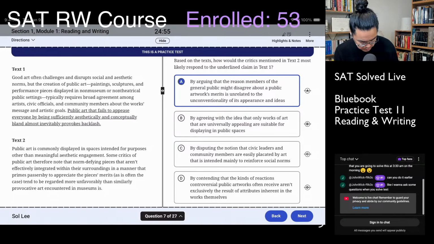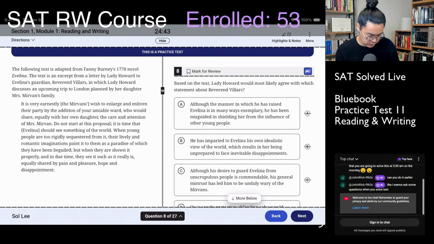So B, I'm looking at B now, just making sure B is not right. And then C. I can tell my brain isn't totally on because I should have eliminated B from the second word. Disputing the notion or easily placated. No, off topic, so that's out. I took too long on that, and I can tell my brain isn't fully on right now. So kind of annoying, but got to work with what I got. Okay, 24 minutes. Here we go.